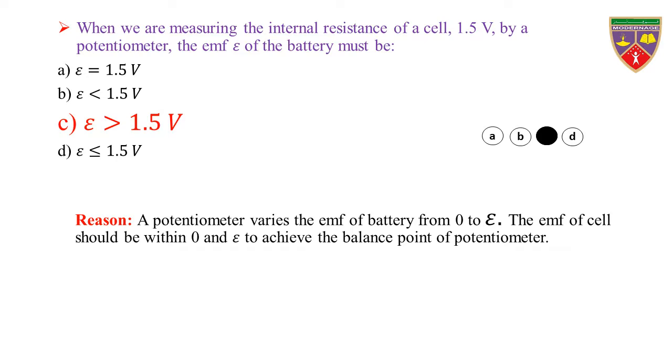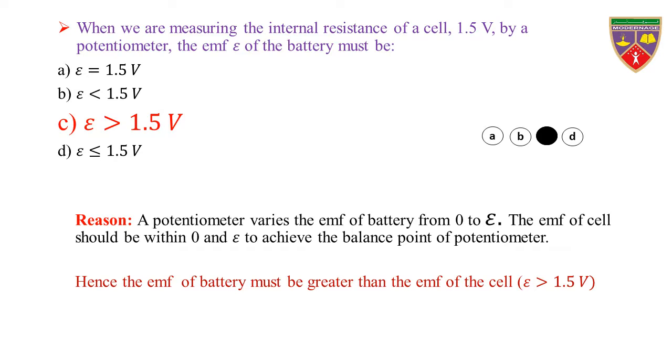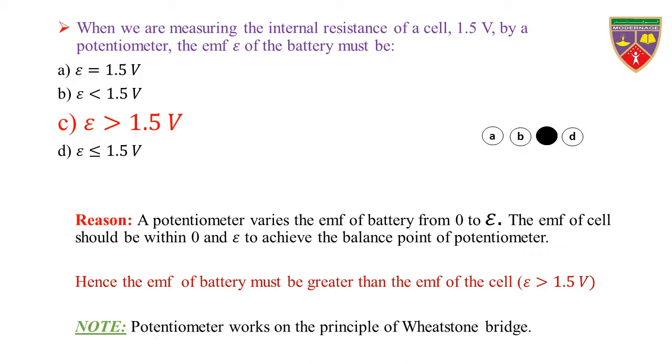Reason: a potentiometer varies the EMF of the battery from 0 to epsilon. The EMF of the cell should be within 0 and epsilon to achieve the balance point of the potentiometer. Hence, the EMF of the battery must be greater than the EMF of the cell, which means that epsilon should be greater than 1.5 volts.